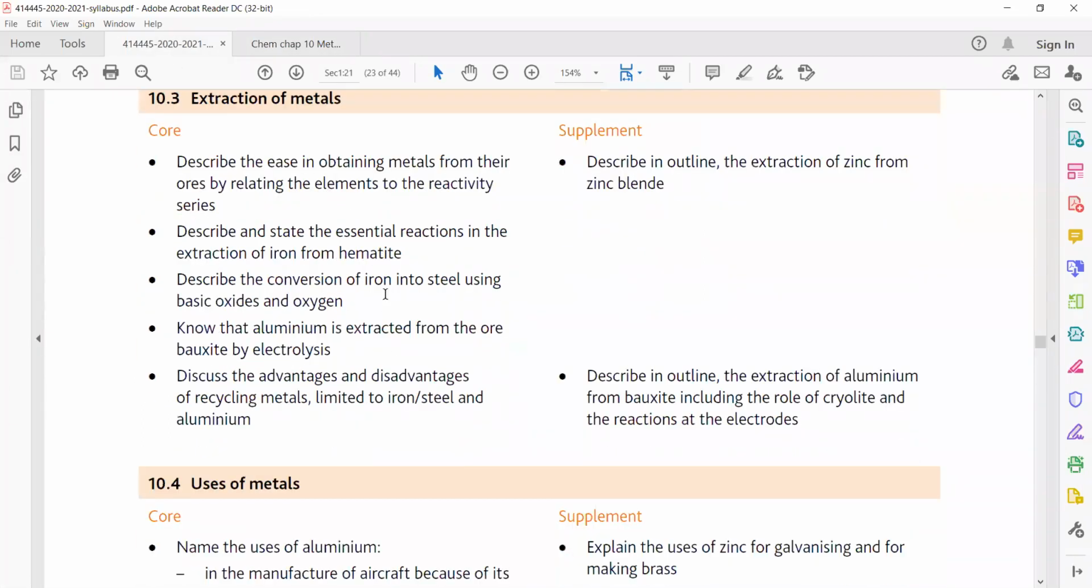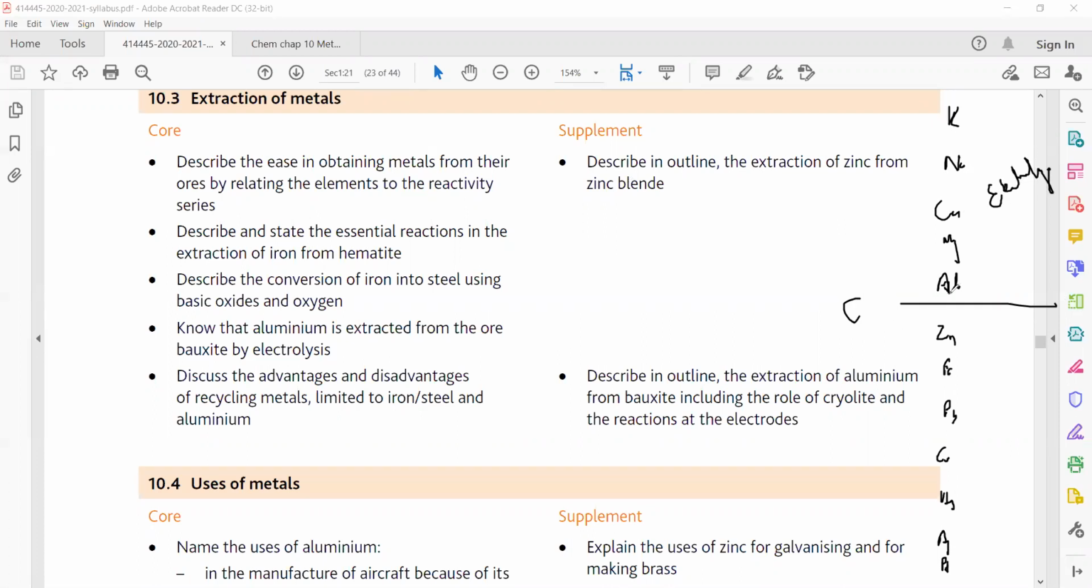Then extraction of the metal, how we extract the metal, describing the ease in obtaining the metal from their ore relative to the reactivity series. So we have this reactivity series: potassium, sodium, calcium, magnesium, aluminium, zinc, iron, lead, copper, mercury, silver, gold, platinum. For more reactive metals till aluminium, because they are highly reactive, we can remove them by electrolysis.